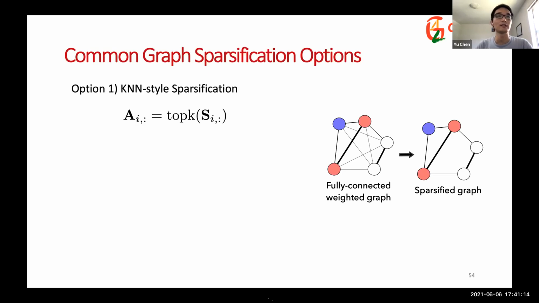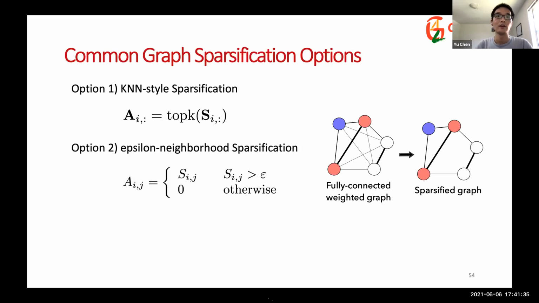So let's introduce each of them now. For KNN-style sparsification, for each node, only the K nearest neighbors, including the node itself, and the associated similarity scores are kept, and the remaining similarity scores are all masked off. As a result, we can get a sparse adjacency matrix. For epsilon-neighborhood sparsification, those elements in the similarity matrix which are smaller than a non-negative threshold epsilon are all masked off. So we can also obtain a sparse adjacency matrix by doing this.